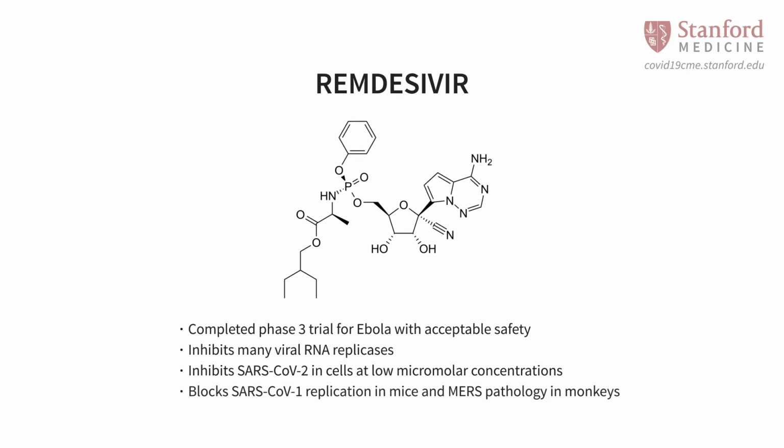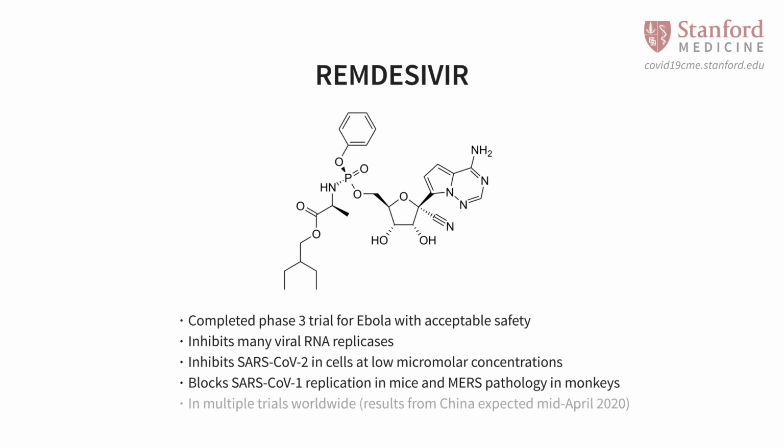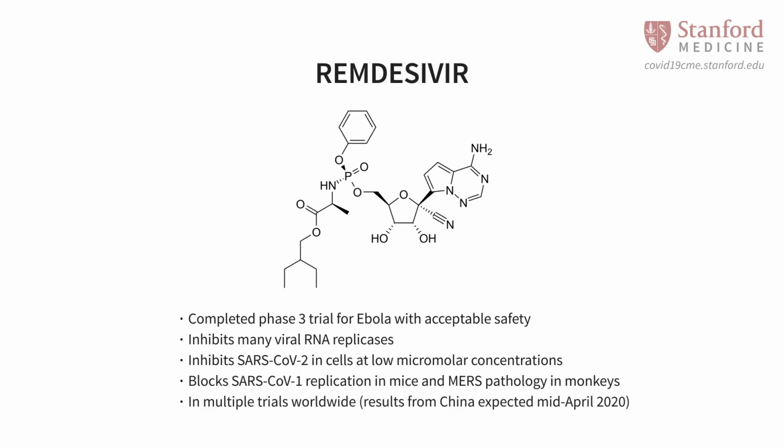It blocks SARS-CoV-1 replication in mice and MERS pathology in monkeys, and appears to be the best in terms of efficacy of known drugs against coronavirus disease in primates. Remdesivir is in multiple clinical trials worldwide, with results from China expected in mid-April 2020.